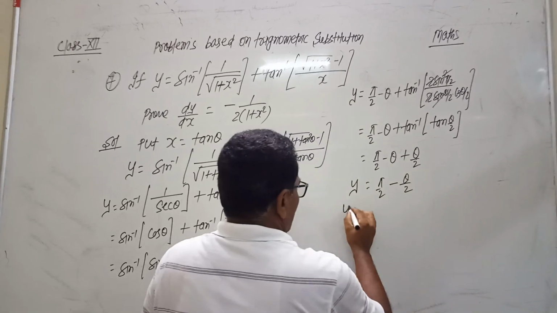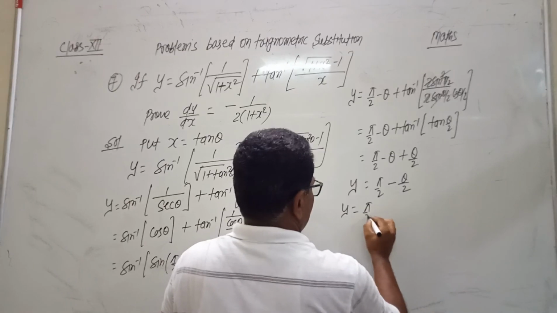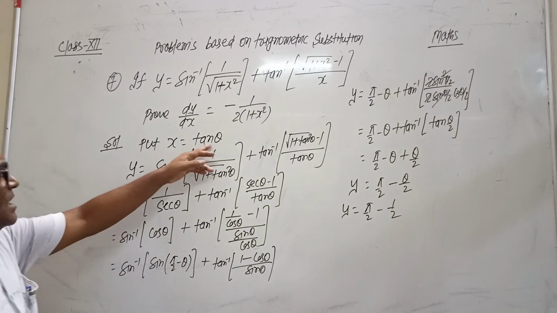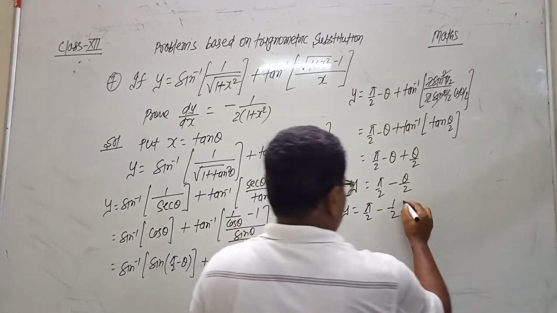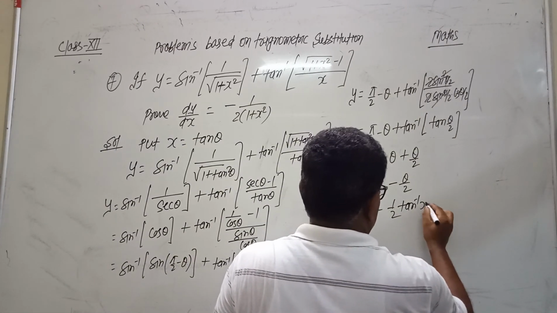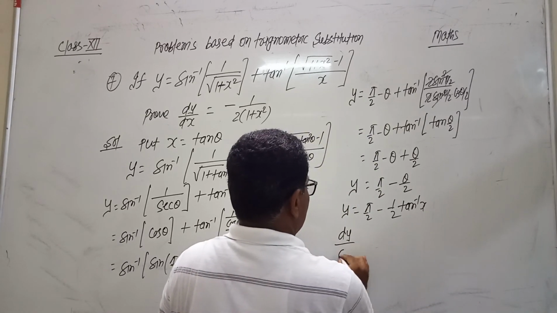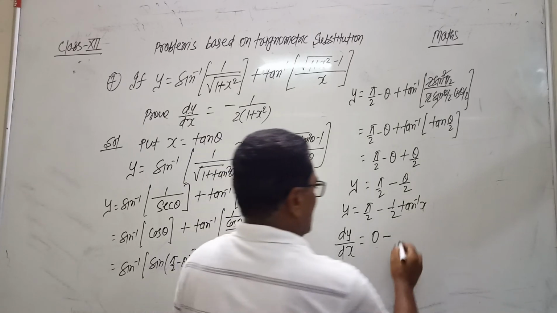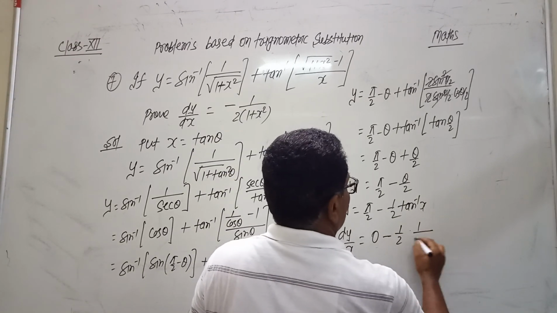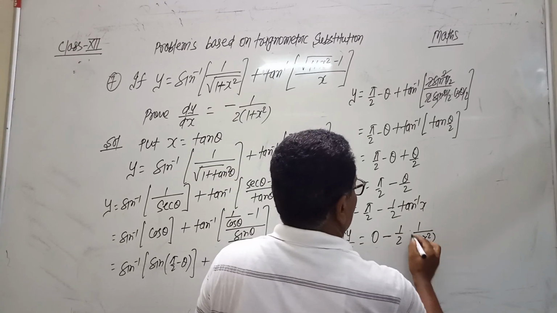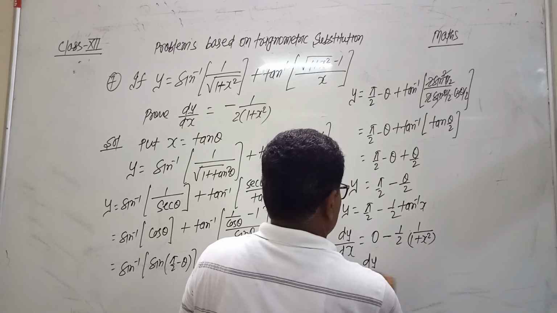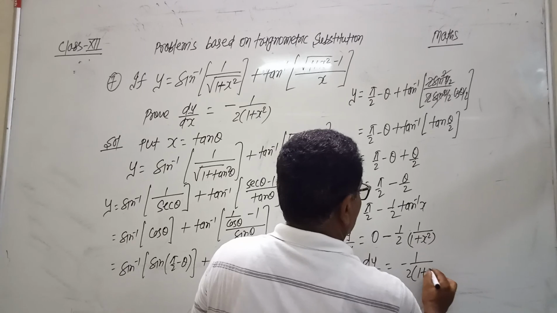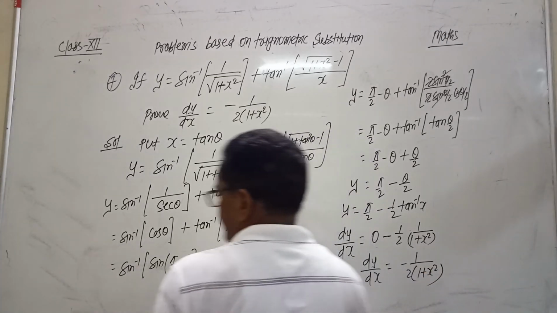Now put the value of theta. So pi by 2 minus 1 by 2 times theta, where the value of theta comes to be tan inverse x. And differentiate: dy by dx equals pi by 2 a constant term, so 0, minus 1 by 2 times the differentiation of tan inverse x, which is 1 upon 1 plus x square. So the result comes to be minus 1 by 2 times (1 plus x square).